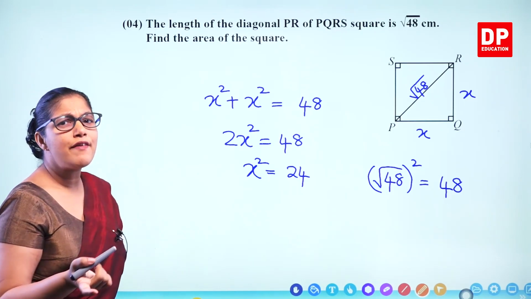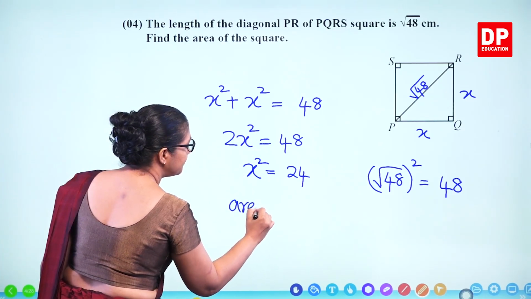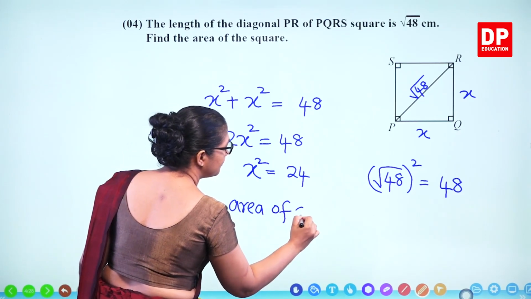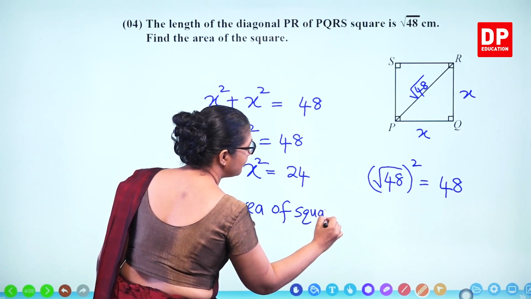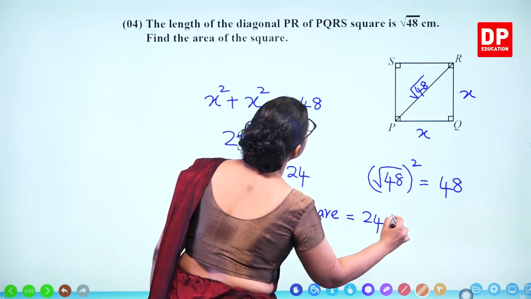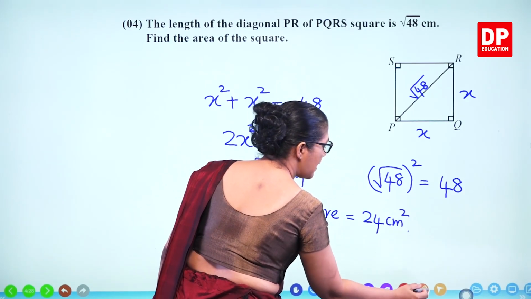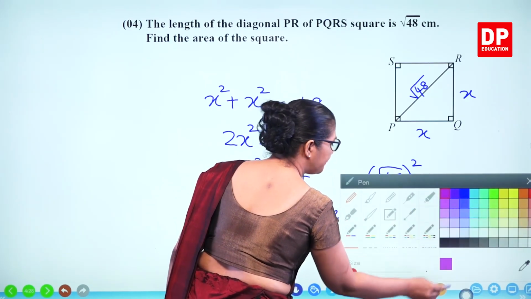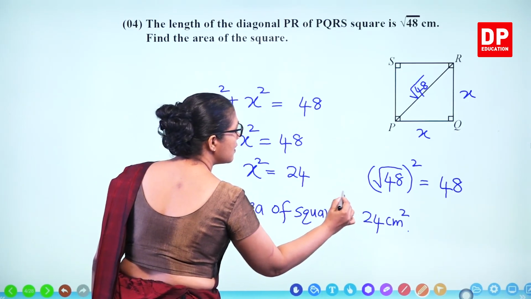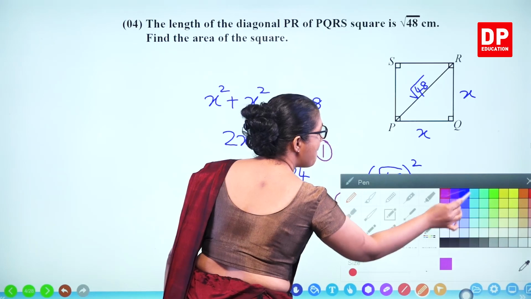Now they are asking for the area of the square. So the area of the square is length into length, that's x squared. So you get 24 centimeter square. That's the area of the square. So 2 marks, 1 mark here and 1 mark for the method.